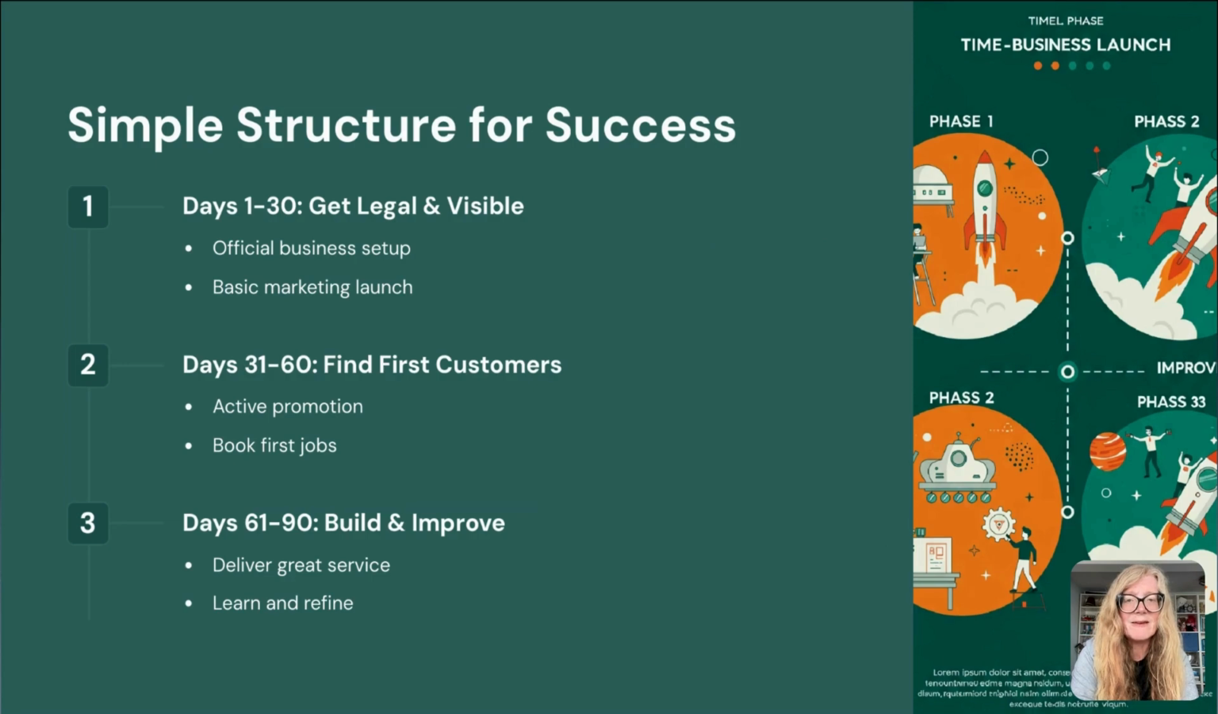Think of the next 90 days in 3 simple phases. Days 1 to 30 is get legal and visible, sort out the official side and start your marketing. Days 31 to 60, find your first customers, actively promote your service and book your first jobs. Days 61 to 90, build and improve, deliver great service, gather feedback, and refine everything based on what you learn.